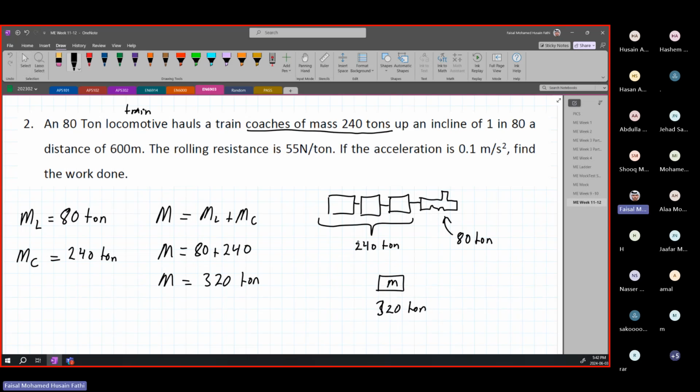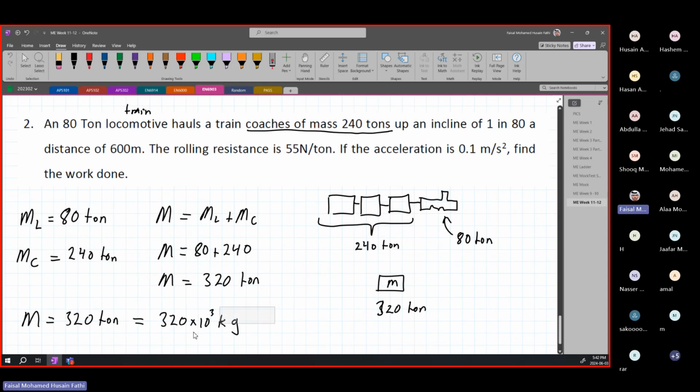Now, before moving on, 320 tons is not in kilograms. To convert tons to kilograms, you just multiply by 10 to the power of 3. So the first thing you're going to do is the conversion. You guys should know that 1 ton is 1,000 kilograms.